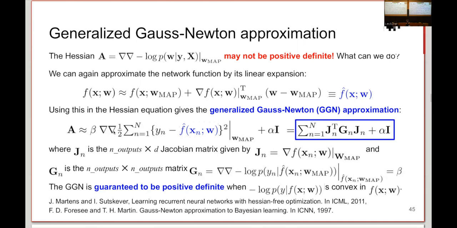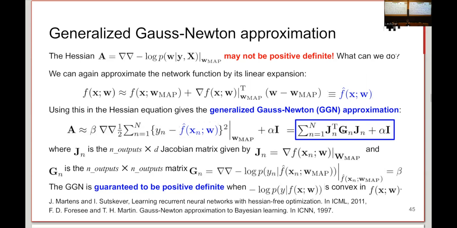So just to clarify, you take this approximation of the output of the neural network as a linear model, and you plug it into your likelihood for your neural network. The likelihood could be just a Gaussian if it's regression, or softmax if it's classification, and so on. You compute gradients and you get this Gauss-Newton approximation. These J's here are the Jacobian features. These are gradient vectors, one for each data point. So Jn is the gradient with respect to the weights for the nth data point.